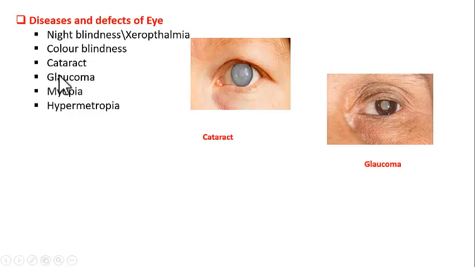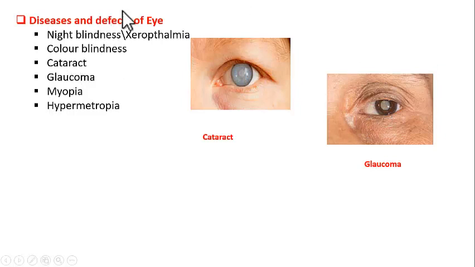Next is glaucoma. Glaucoma is loss of partial or complete vision of the person. This is due to the damage in the optic nerve. This condition cannot be corrected by putting lenses, but total vision loss can be definitely prevented if detected early. So this is about the diseases of the eye, students.